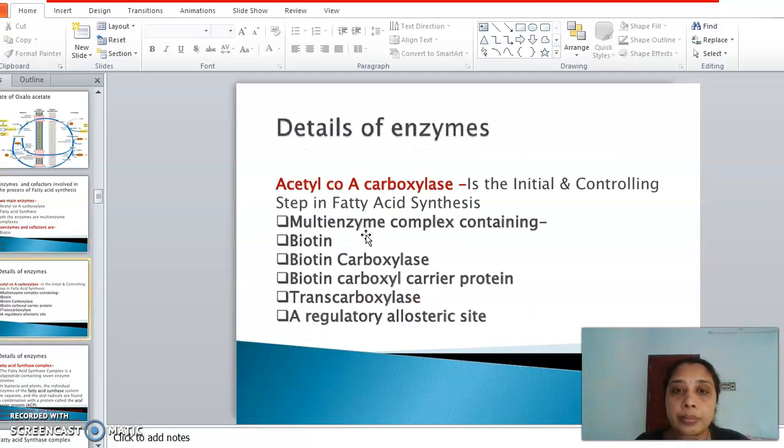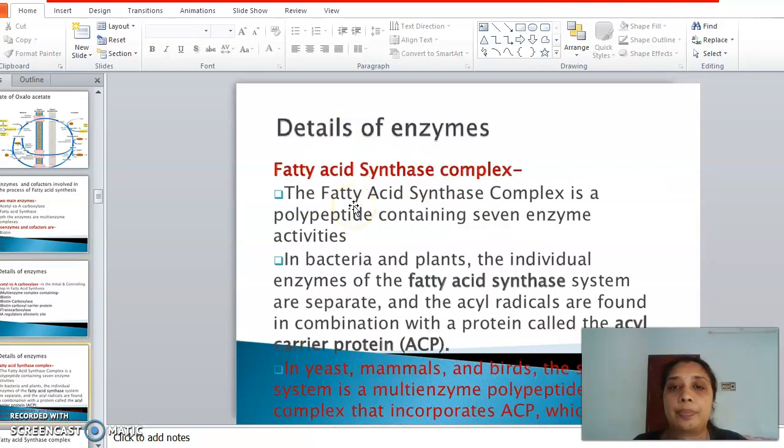So, it is the initial and the regulatory step in fatty acid biosynthesis. It's a multi-enzyme complex having biotin as a cofactor, then biotin carboxylase, biotin carboxyl carrier protein, transcarboxylase, and a regulatory allosteric site. You just learned that acetyl CoA carboxylase is one of the regulatory enzymes of fatty acid biosynthesis. Okay, so it's a very important step in the reaction.